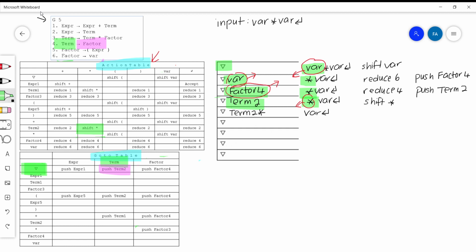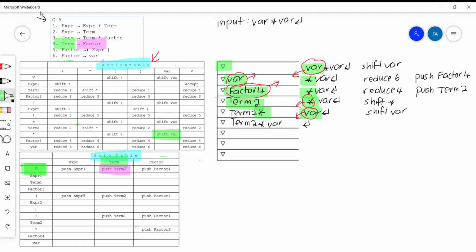Next, the symbol on top of our stack now is star, and our current input is var. So once we go to action table, we will read star that meets with var. Star that meets with var reads shift var. So write shift var over here, and we will shift var on top of our stack. So we will get term 2 times var, and we advance to the next input, which is end marker.